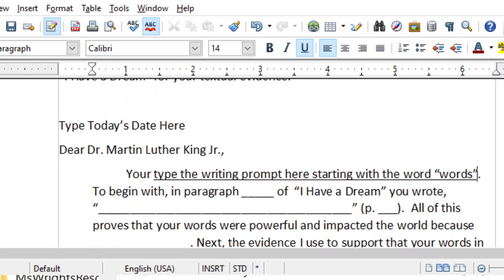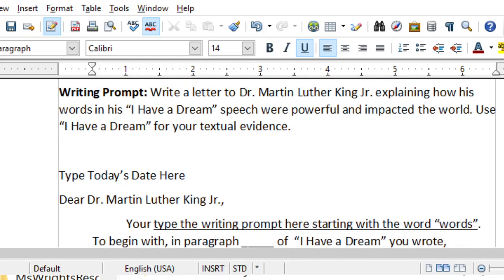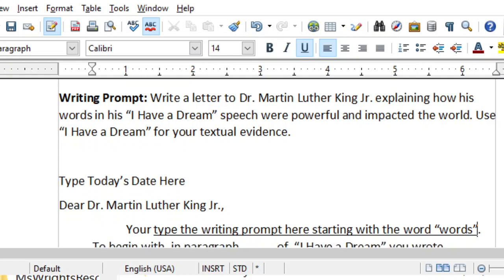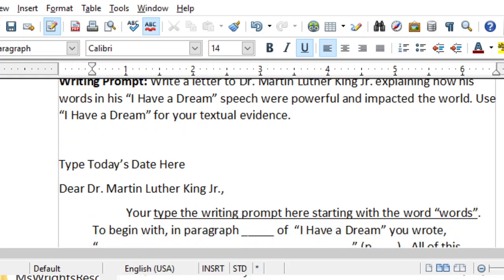So you go back to the writing prompt, and this is what this sentence would say. Your... I'm glad I'm going through this with you, because that does not make sense. I don't know what I was thinking when I wrote that. So you're going to type the writing prompt here, starting with the word.